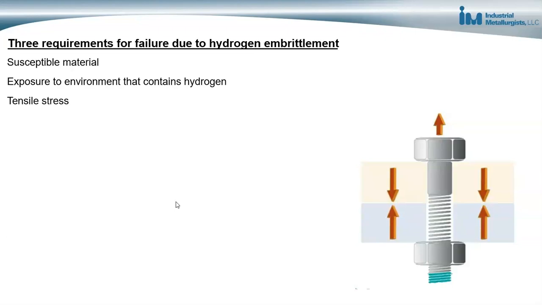So in the case of steels, we have a susceptible material if the steel is heat treated to be high strength. If it's exposed to certain environments that contain hydrogen, that can be absorbed, and if the loading involves tensile stresses, then the metal can start cracking due to the tensile stresses on the metal.